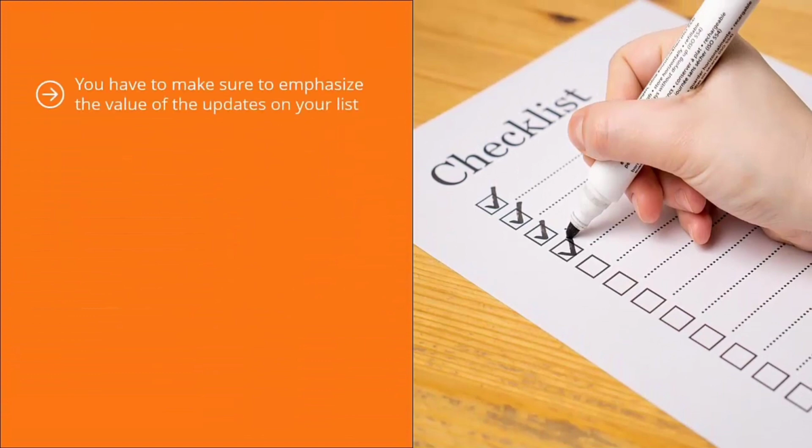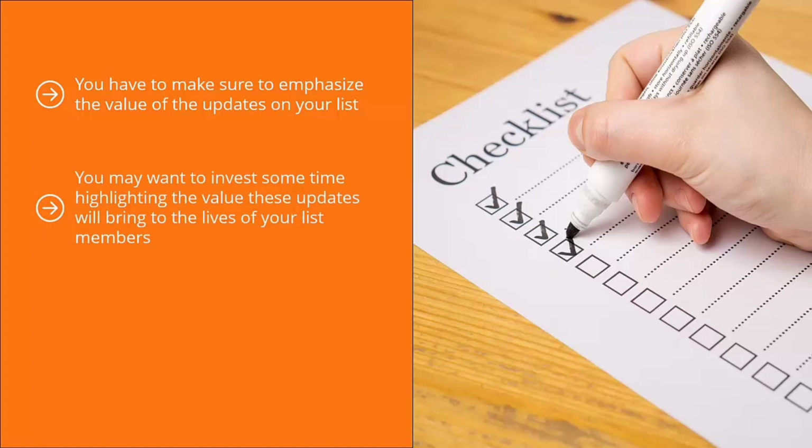You have to make sure to emphasize the value of the updates on your list. You have to do this right before they sign up by including such text in the squeeze page. You also have to do this on the confirmation page that they get. You should tell them that they're getting the booklet, template, book, or whatever incentive you're offering, but they're also going to be getting very useful updates. You may want to invest some time highlighting the value these updates will bring to the lives of your list members. If you fail to do this, you run the risk of building a list full of squatters.